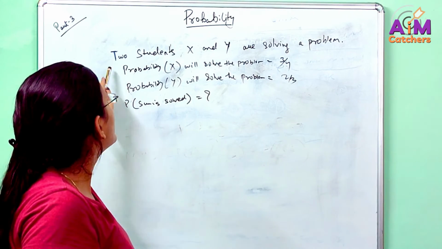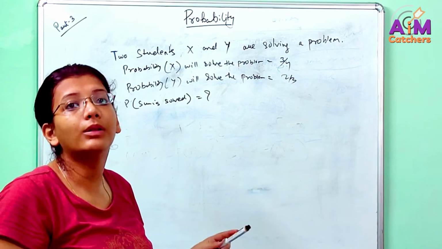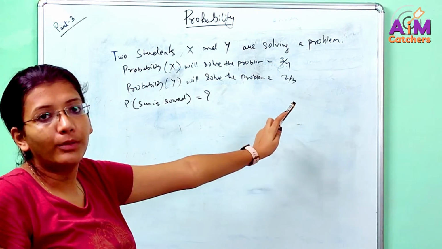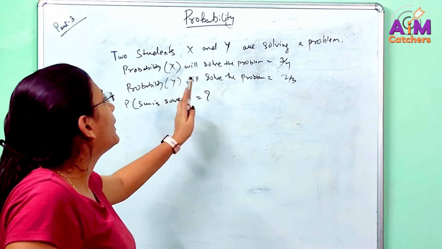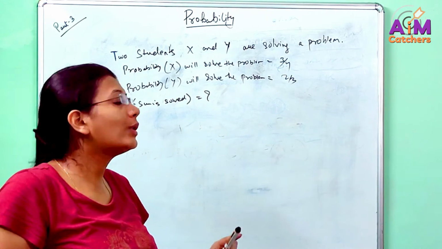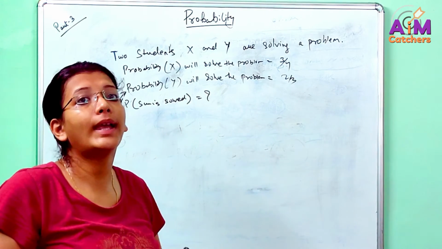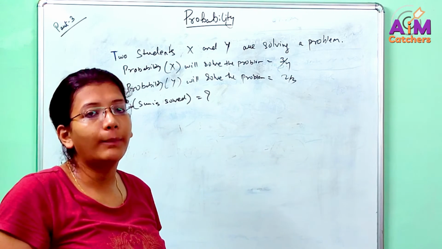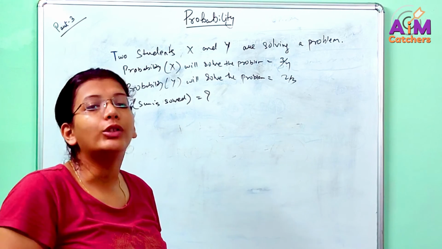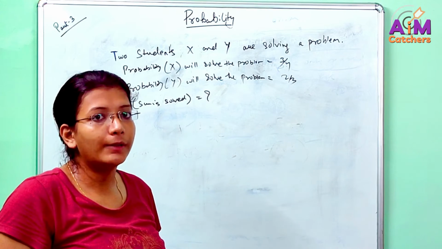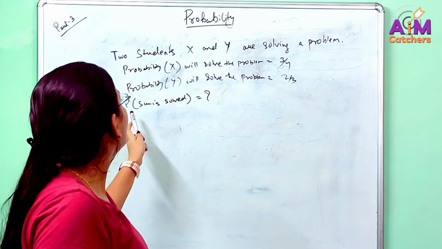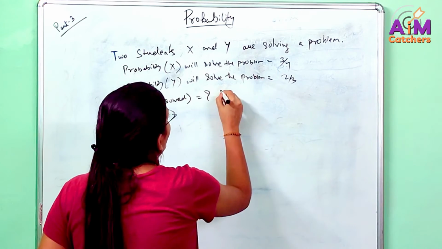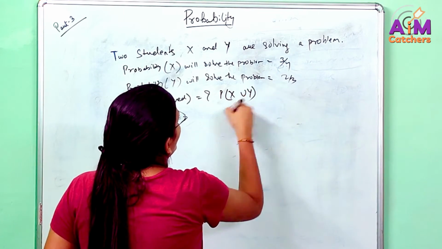So first you need to understand whether it is mutually exclusive events or not. See, the probability that x will solve the problem is not affecting the probability that y will solve the problem. It is not that if x solves the problem, that means that y is not solving it, or if y solves it, x is not solving it. It is not dependent on it. So this is not at all mutually exclusive events. Okay. So in this, probability that sum is solved is probability of A union B. Sorry, probability of x union y.